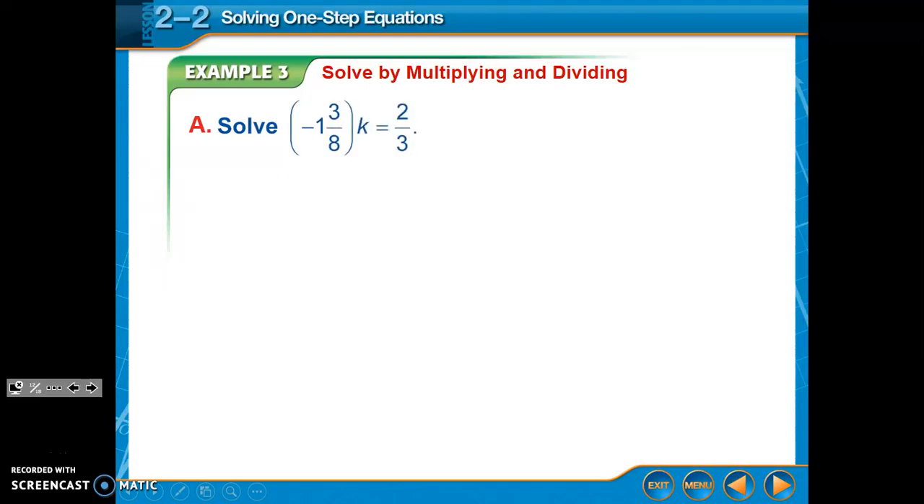So here, if I want to solve this, first thing I want to do is get this mixed number, negative 1 and 3/8, into an improper fraction because it's easier to work with. So if you guys remember anything about improper fractions, negative 1 and 3/8, I do 8 times 1 is 8 plus 3 is 11. So I get negative 11 and I keep the denominator over 8. Okay, so I'm going to replace this as negative 11 over 8. So I'm going to say negative 11 over 8 times k equals 2/3.